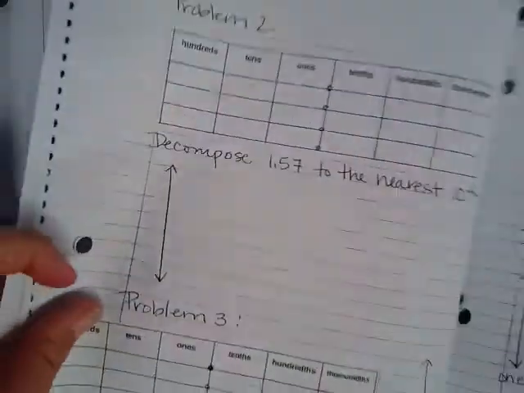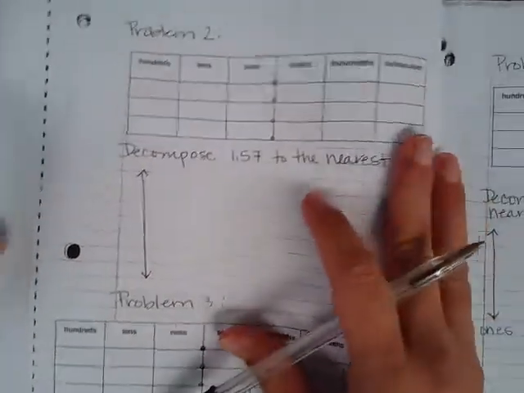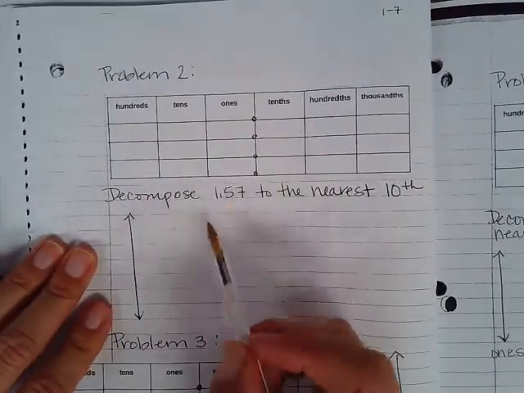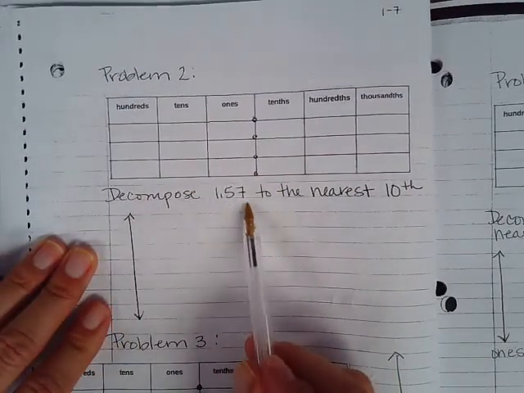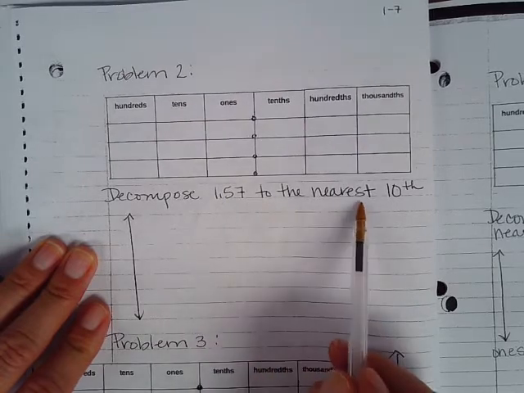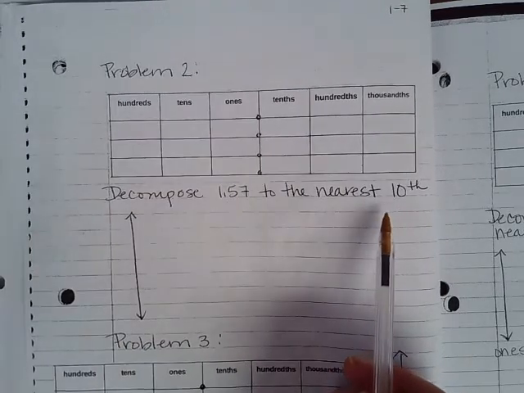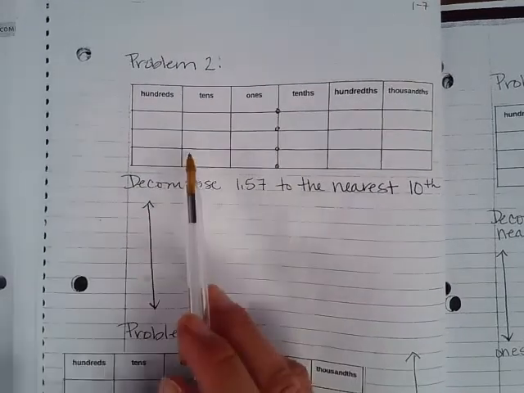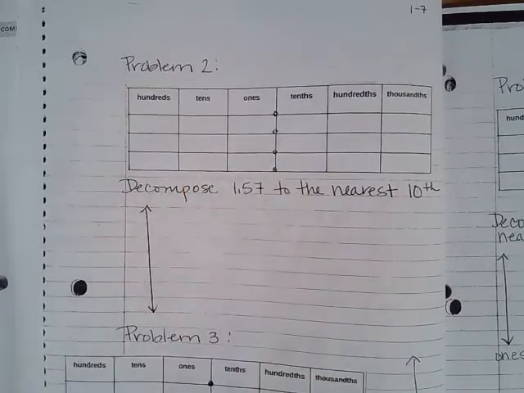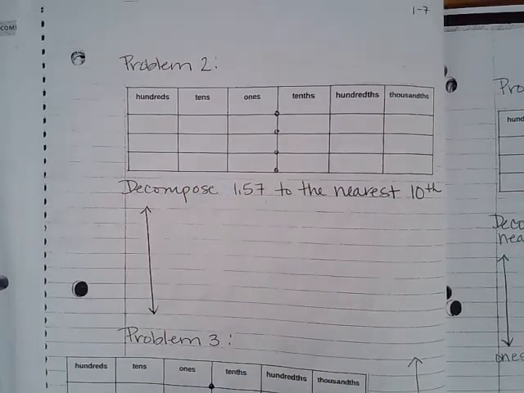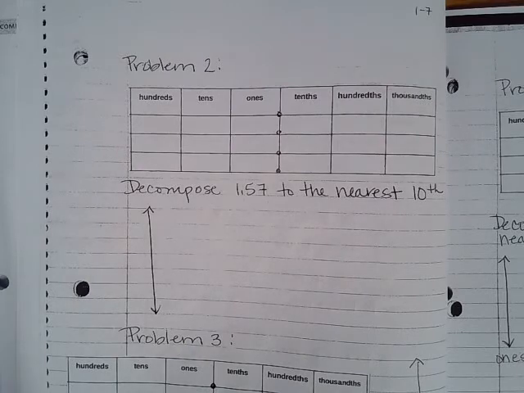Now, problem 2. We are going to strategically decompose 1.57 to the nearest tenth. So we're going to round to the nearest whole and tenth. We have a place value chart up here. What I want you to do is try to rename 1.57 using the greatest amount of tenths.